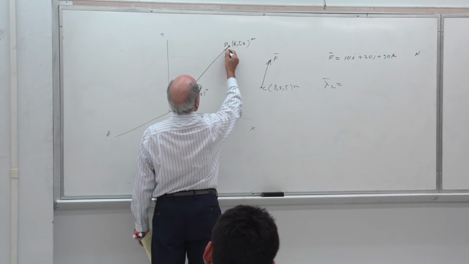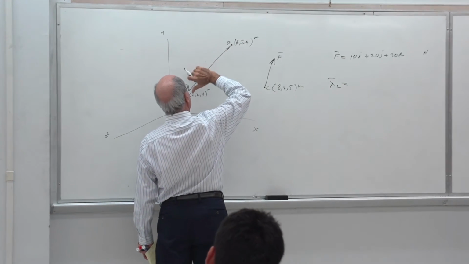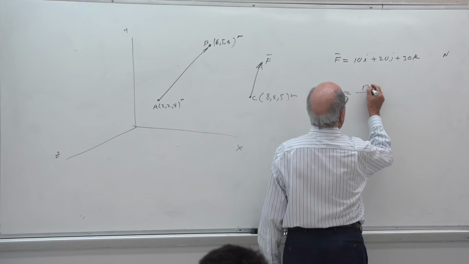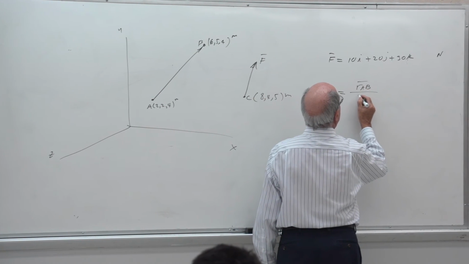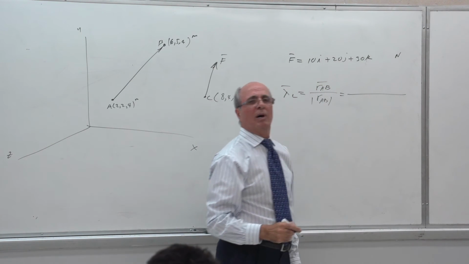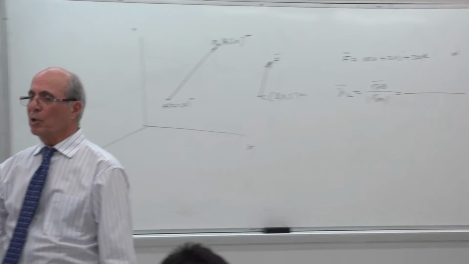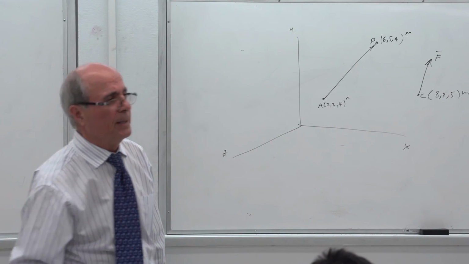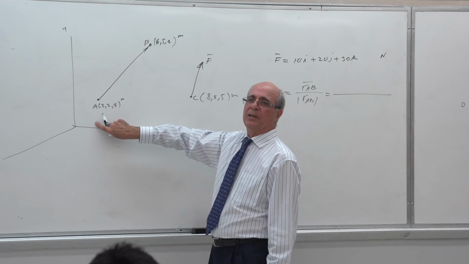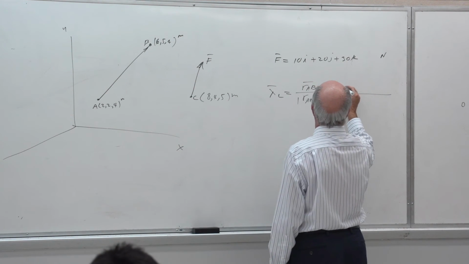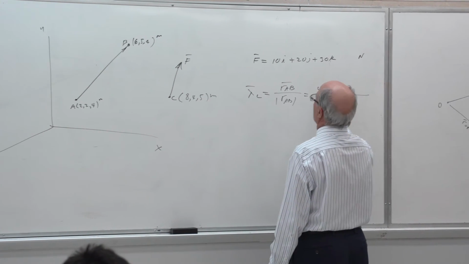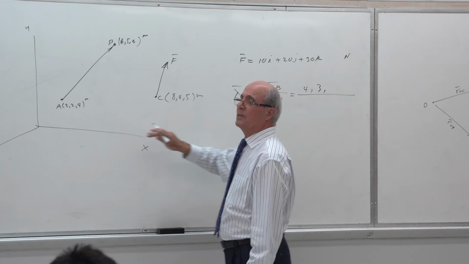First of all, we are going that way. So this way is positive, AB is positive, BA is negative. Equal to R_AB divided by its magnitude. Many, many times you have done that. There should be no problem there. Coordinate of B minus coordinate of A: 6 minus 2, 5 minus 2, 4 minus 4.